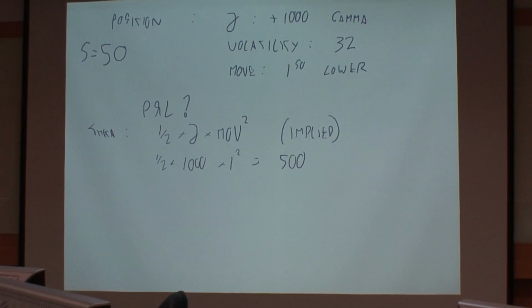But now today, I actually have a different outcome. Because today, we actually move by $1.50. So therefore I earn a half times 1,000 times 1.5 squared, which is a half times 2,250, is 1,125.